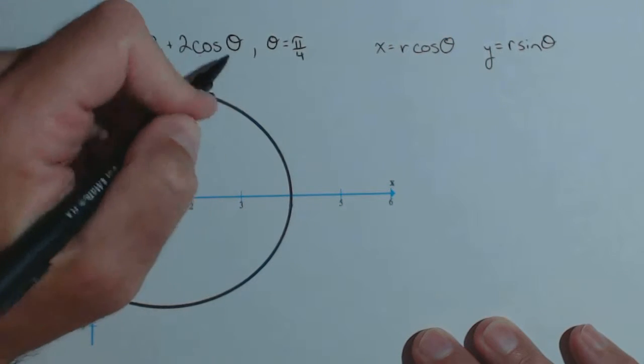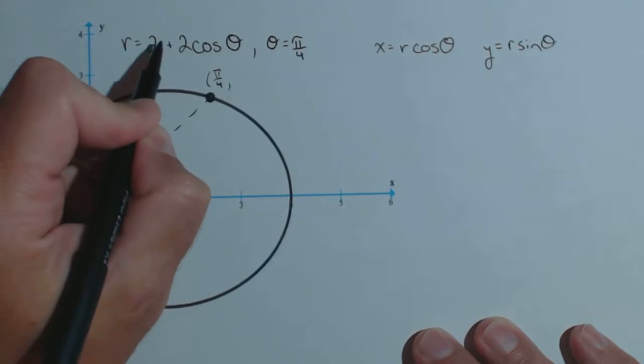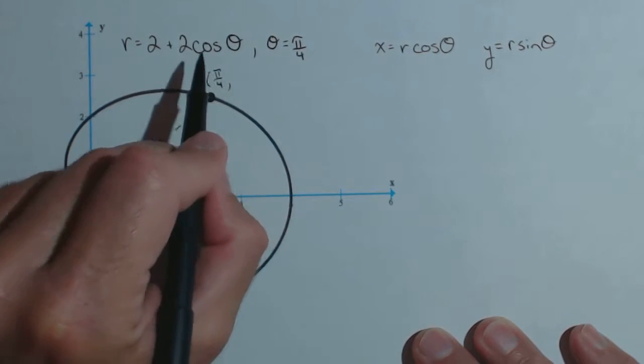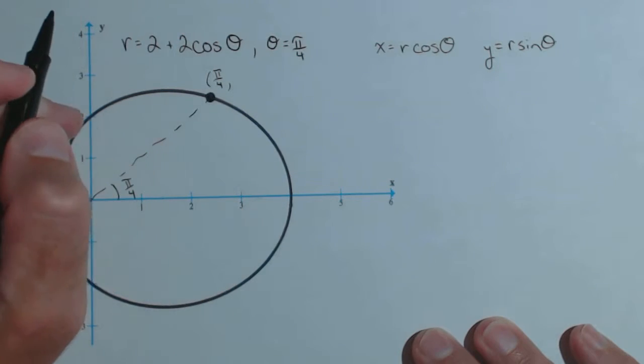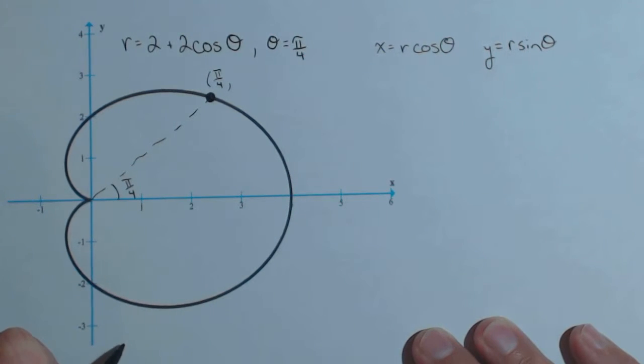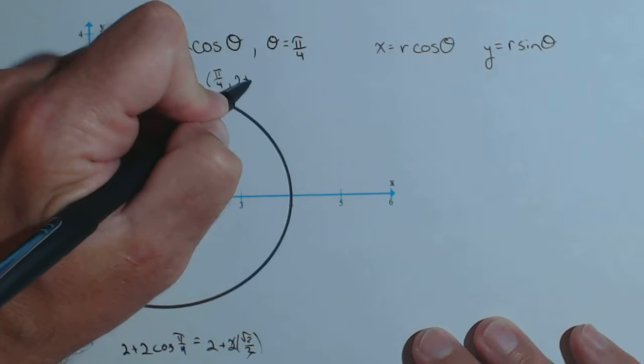This point here in polar is going to be pi over 4, and then when we plug pi over 4 into here, we're going to have 2 plus 2 times cosine of pi over 4. So we'll put this down here, 2 plus 2 cosine of pi over 4, but cosine of pi over 4 is rad 2 over 2, so 2 plus 2 times rad 2 over 2. So this is the point 2 plus rad 2.